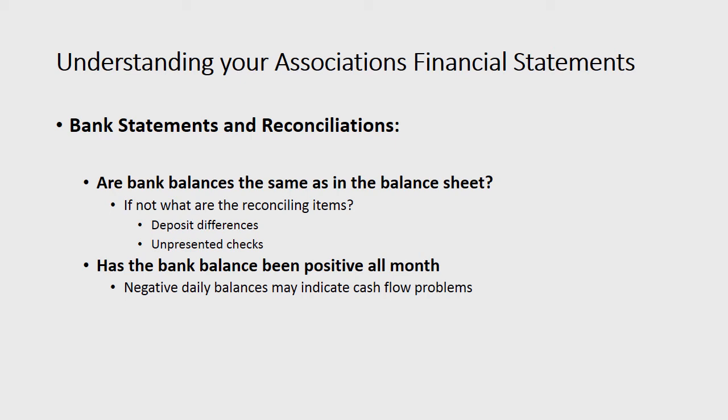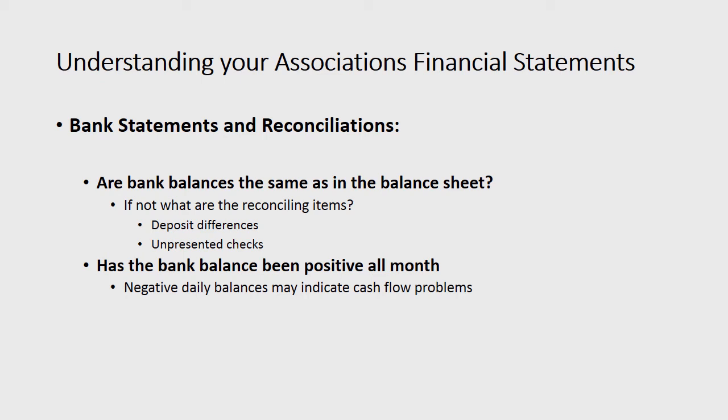Accompanying the financial statements, you should also review the bank statements and bank reconciliations. First, you should check that the bank statement balance is the same as what is recorded in the financial statements, or if not, what the reconciling items are. Then you should check that the bank balance has been positive all month. If the bank balance has been negative at any time during the month, it indicates that the association's cash flow may be insufficient or that the association's cash flow is not being managed adequately.